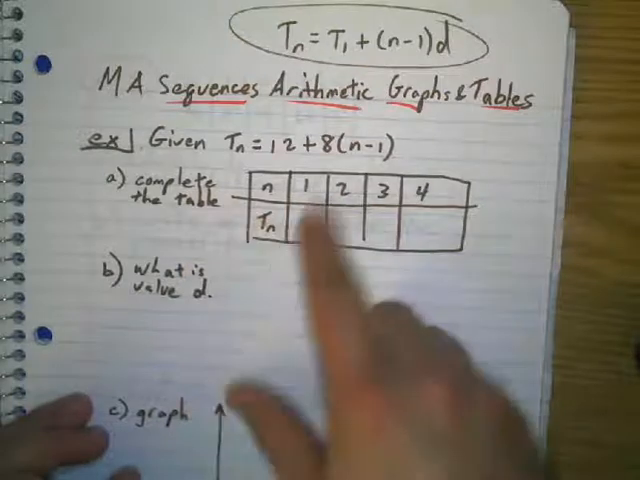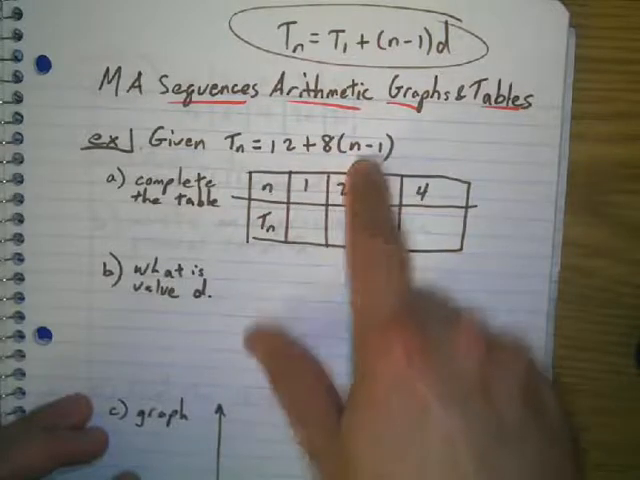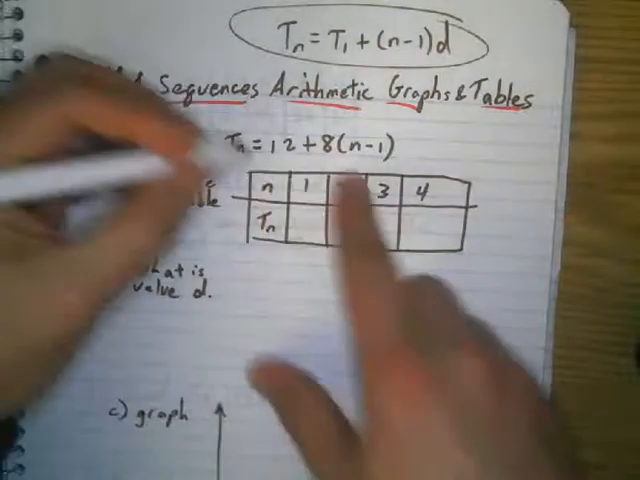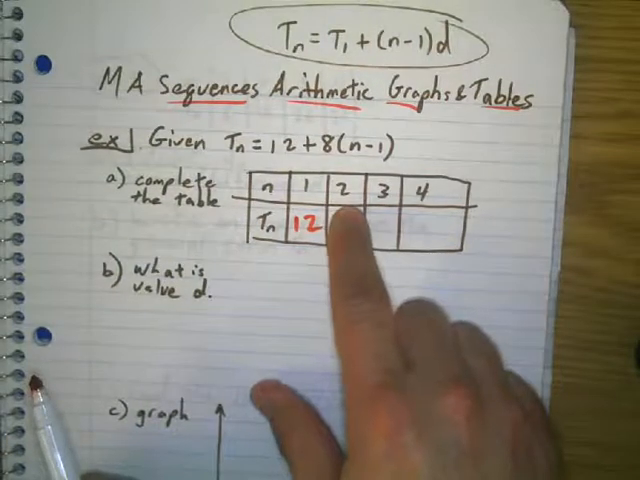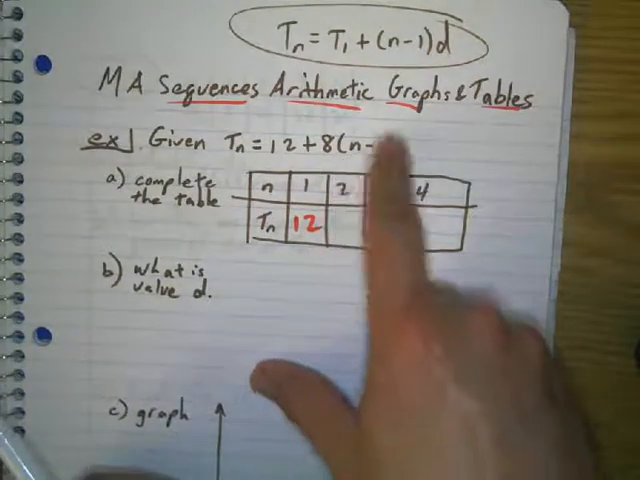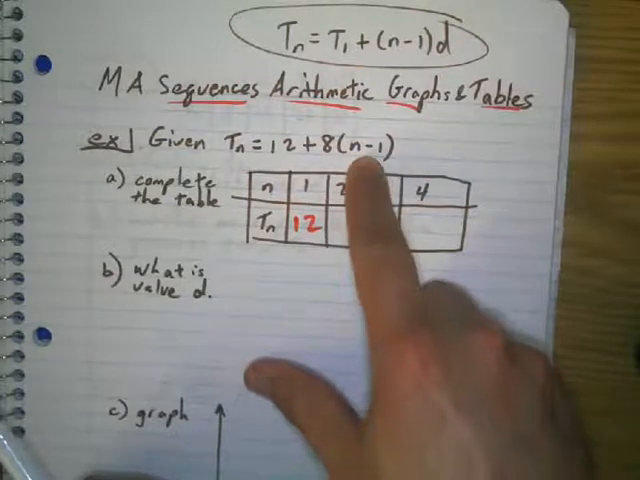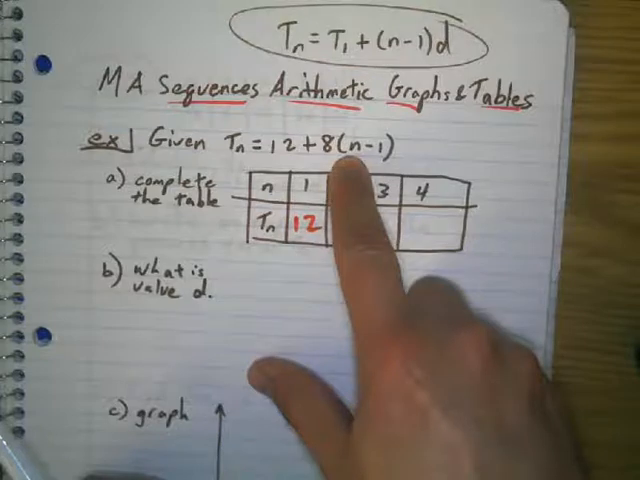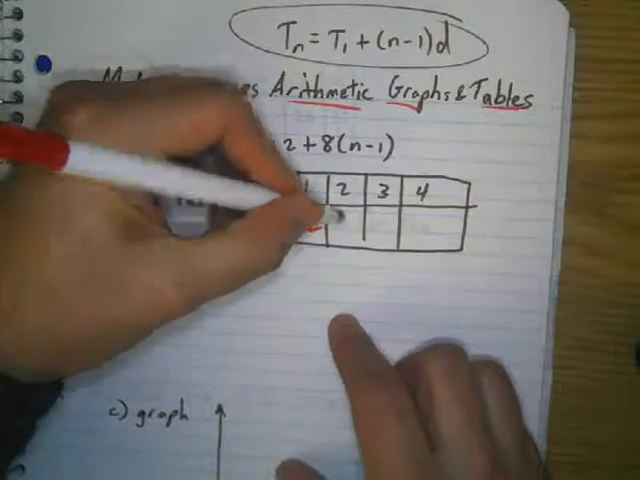So if n is equal to 1, I've got 1 minus 1. This term is going to be 0, right? So then we end up with 12 plus 0. This is going to be 12. Now if n is 2, then I've got in parentheses 2 minus 1, which is going to give me 1. 1 times 8 is 8, and 12 plus 8 gives me 20.